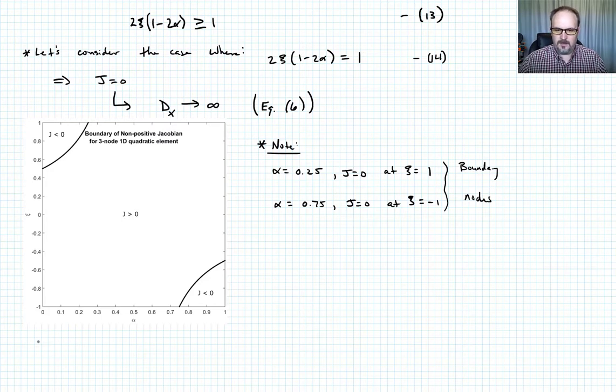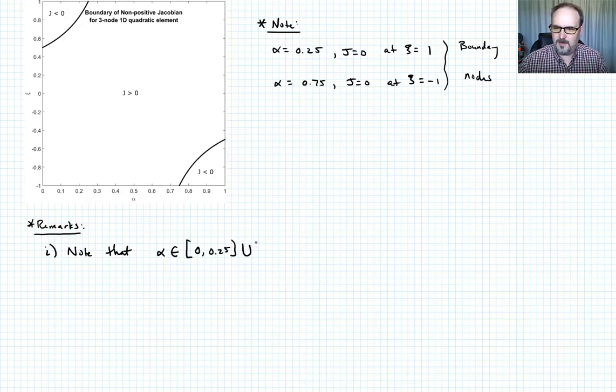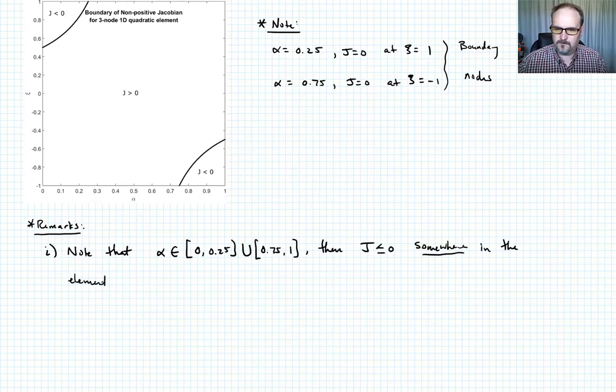So let me give you some remarks. Number 1. Okay, note that if alpha is between 0 and 0.25, or between 0.75 and 1, then the Jacobian is negative or 0 somewhere in the element. Okay, obviously that's not physical.